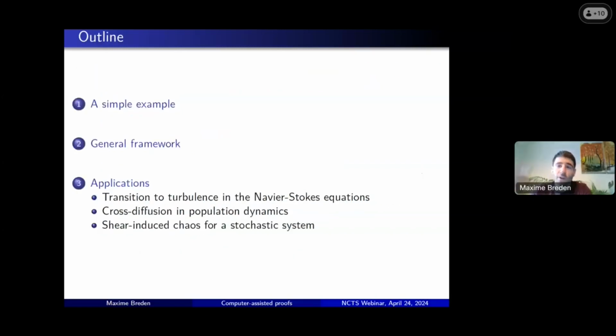Okay, so here's the outline. We will first start with a very simple dynamical system, a very simple example where I can show you all the steps for a successful computer-assisted proof. Then we will discuss how we can generalize these ideas. I won't have time to go through all three examples probably, but depending on how much time is left, we will discuss one or two of them.